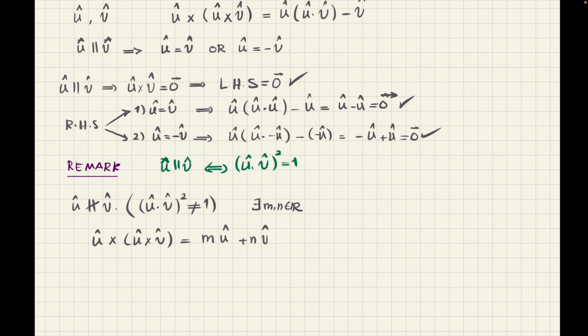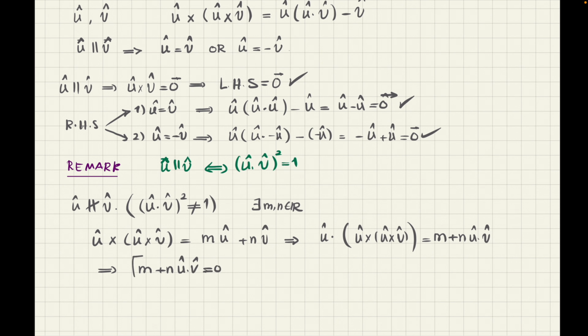Again, I can easily find an equation by dot producting both sides by u, so it becomes u dot u cross v. The right hand side becomes m u dot u, which is 1, plus n u dot v. But again, this is 0 because this vector is orthogonal to u, and when I take the dot product with u, it becomes 0. So it gives me one equation: m plus n times u dot v equals 0. Let me keep it for the future.